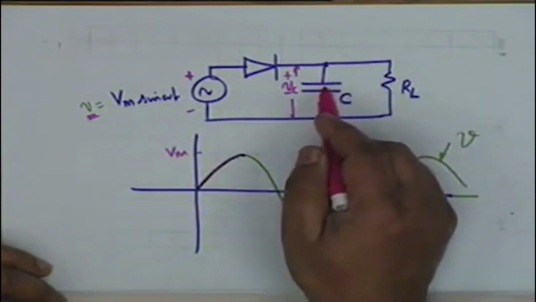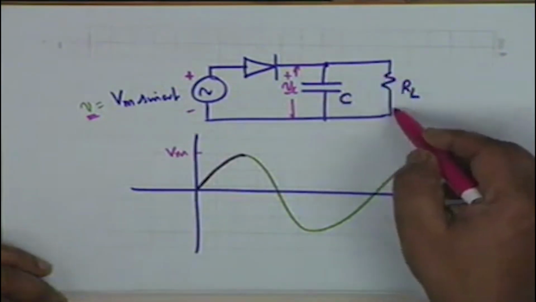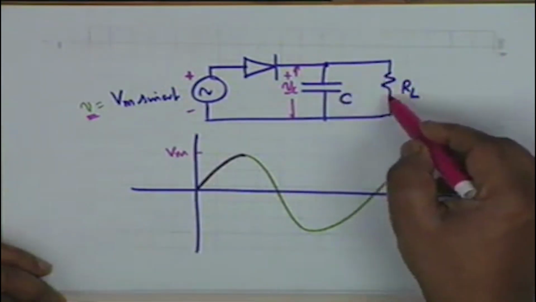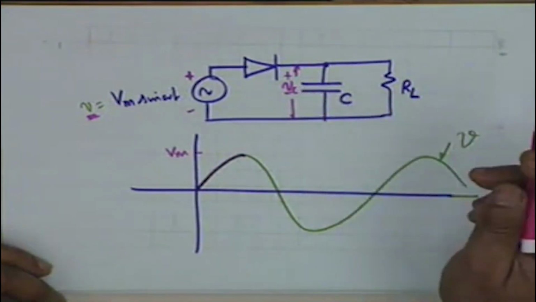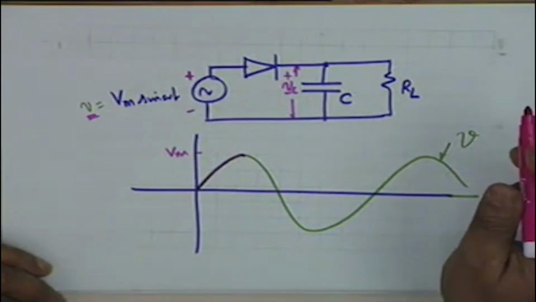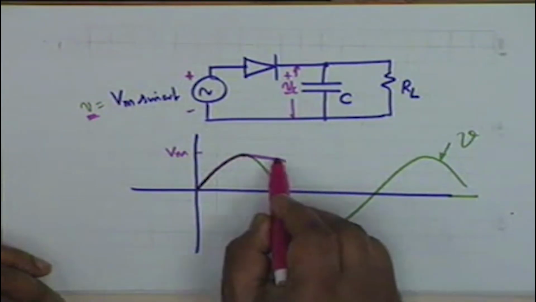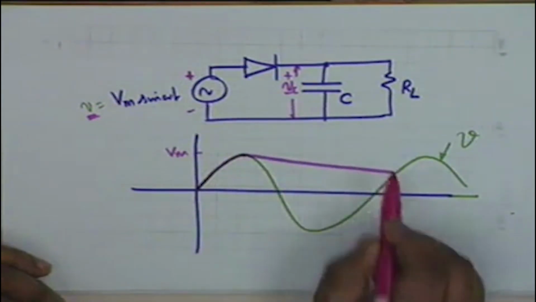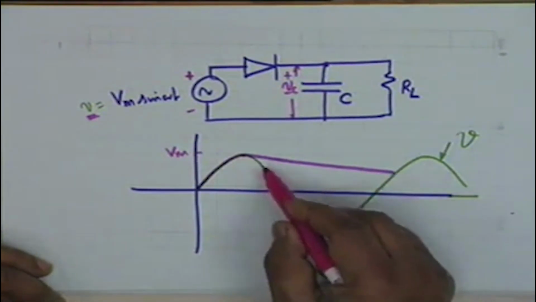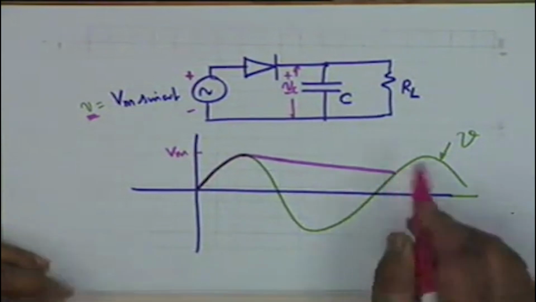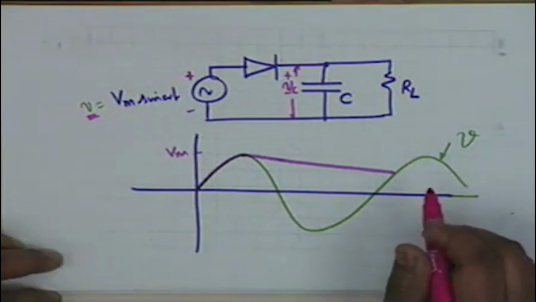Capacitor becomes disconnected from the supply, but it finds a path through RL. So it supplies a current to RL, and the capacitor voltage gradually decreases. It decreases in an exponential manner, and therefore the capacitor voltage starts decreasing like this, during the whole of this interval, the diode remains inactive. The diode does not operate. It remains open.